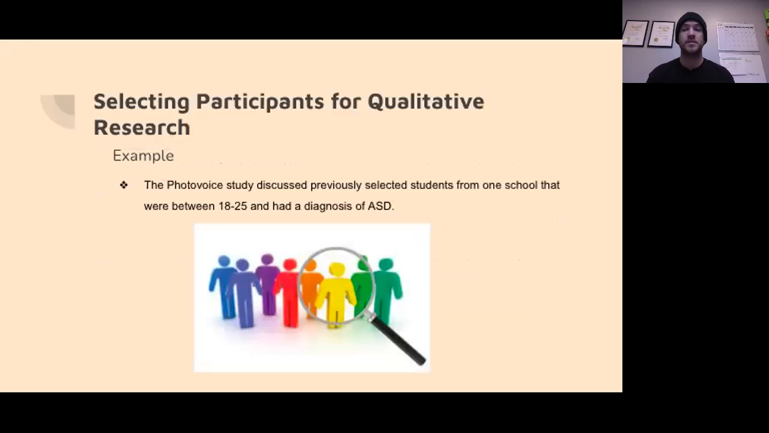An example of selecting participants for a qualitative study is the study that was discussed previously in this presentation. The study selected students from one particular geographic location that were between ages 18 and 25 and had a diagnosis of ASD. This is an obvious limitation to the study, but the researchers must select participants that get them answers. If we're researching stress in young adults transitioning to adulthood with ASD, it's necessary for the participants to have a diagnosis, otherwise the information would be useless.